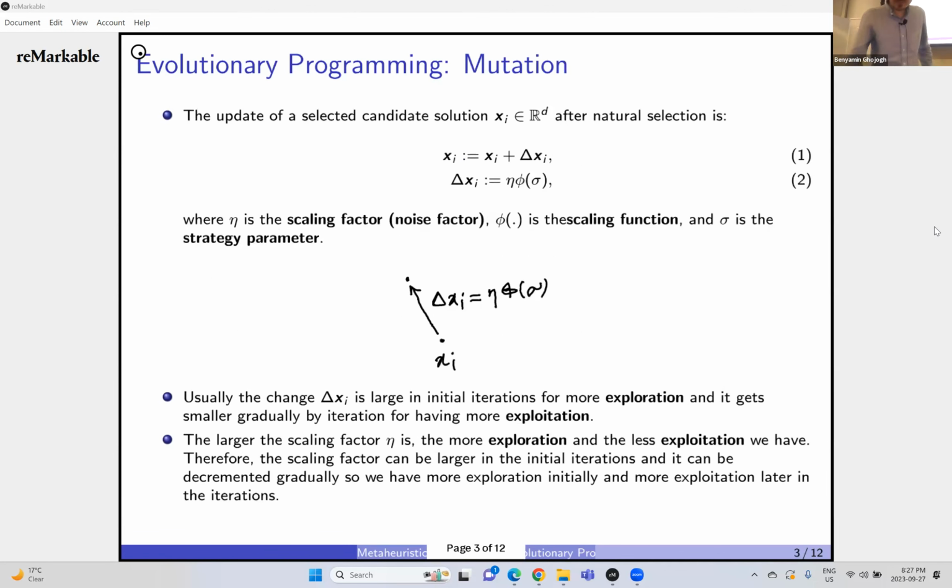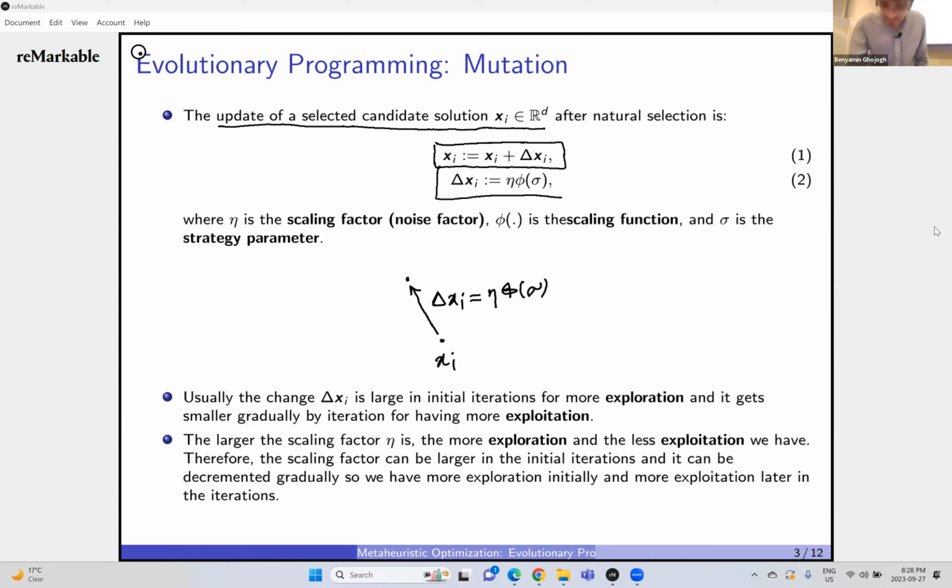So this is the formulation of evolutionary programming. This is a mutation in evolutionary programming. The update of a selected candidate solution Xi, and we know that the candidate solution is a vector or matrix, whatever. Here it is a d-dimensional vector, right? And Xi is the ith candidate solution because I might have several candidate solutions. Xi is updated in this way: Xi is Xi plus delta Xi. Delta Xi is the update. But how is delta Xi defined? It is defined in this way.